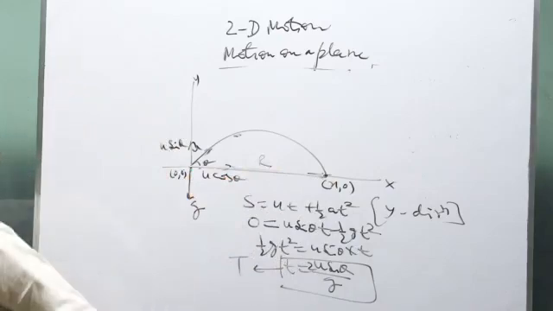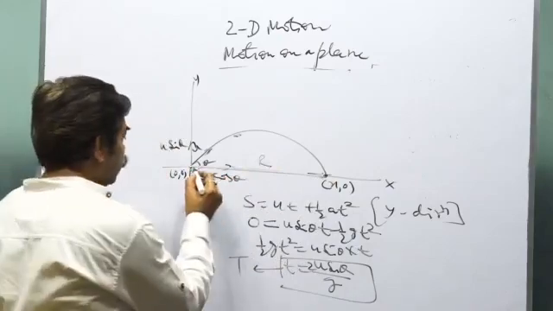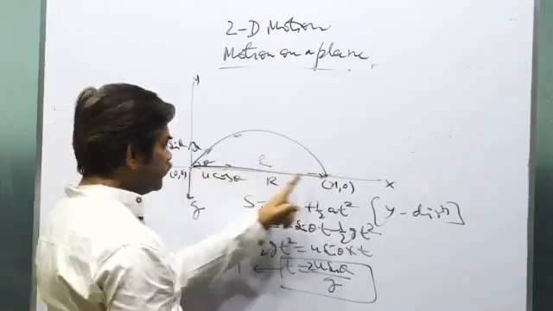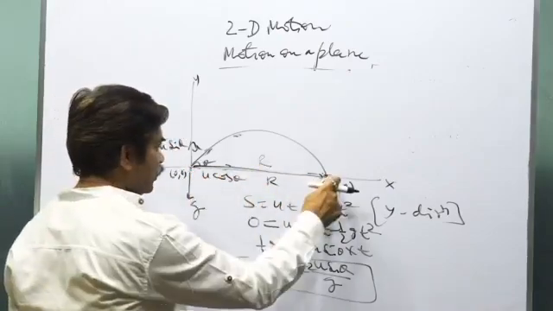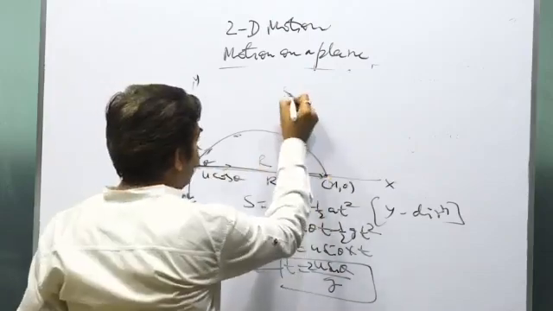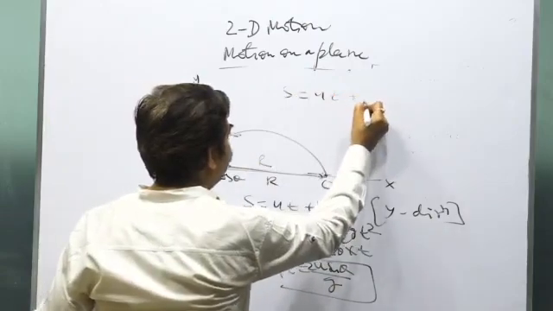This is called range. So now see, you have to calculate this range r. Now see, range is the displacement in what direction? X direction. So this r is the x coordinate. We apply s equals ut plus half at square.